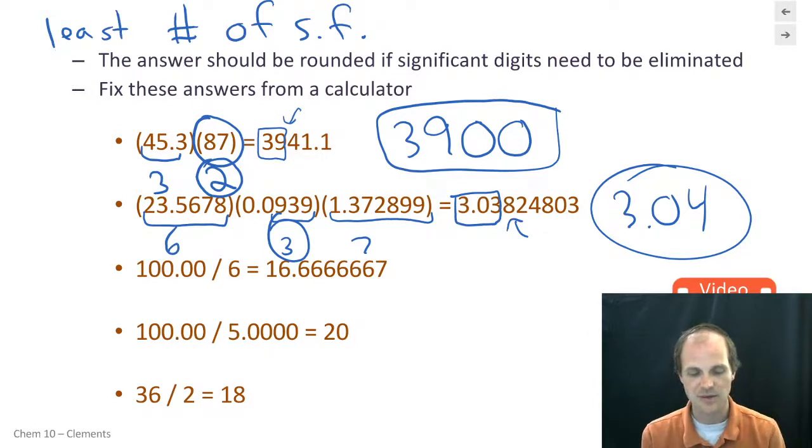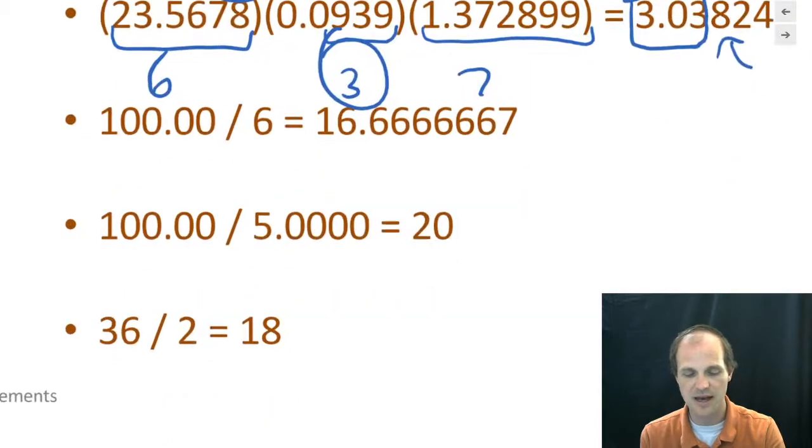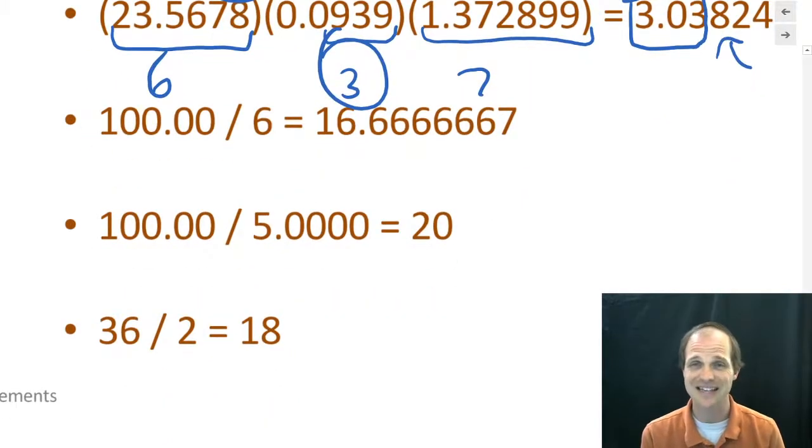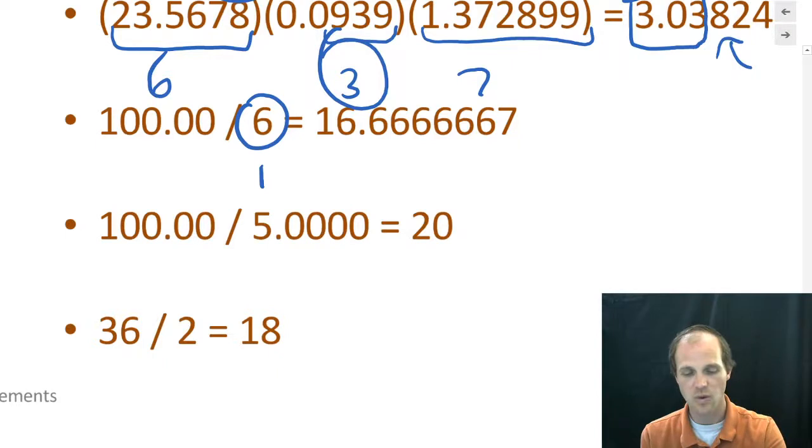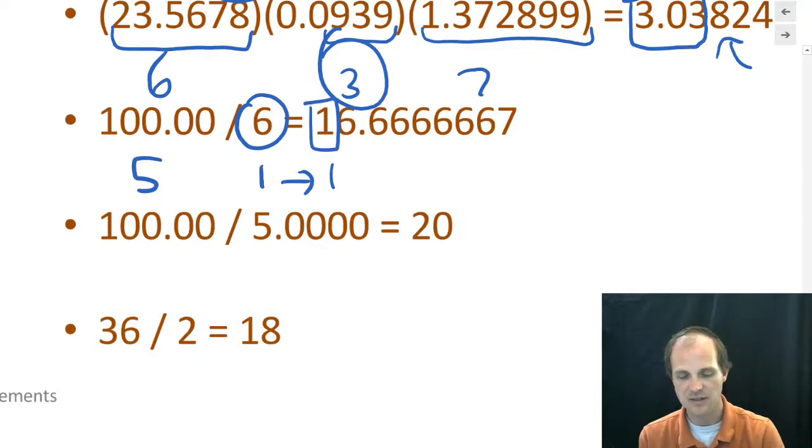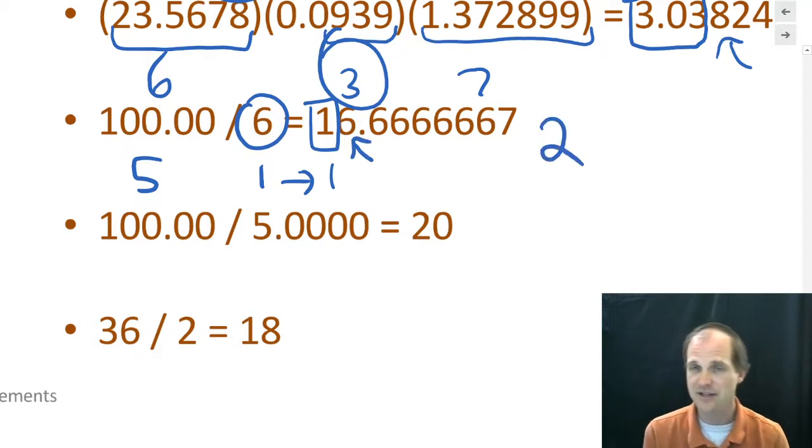What about our next one? We're going to take 100.00. We did that one very precisely, and we're going to divide by 6. Now 6, I'm assuming I measured it somewhere. I took a stick and I measured 6 inches, or whatever it is. So that's a measured number. It only has one significant figure. This guy's got 5 significant figures, but we're limited by our worst one. And so we can only have one significant figure in our answer. We put a box around there. The next number is a 6, so we round up and we write 2.